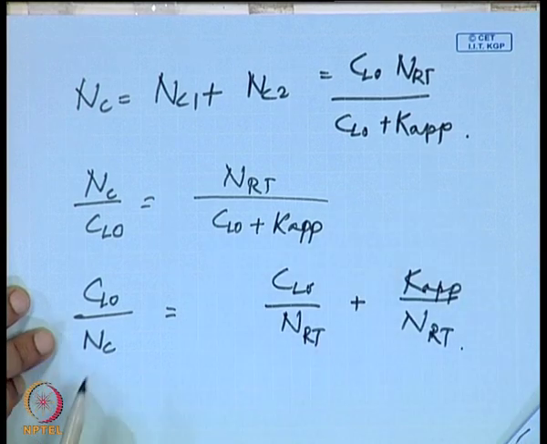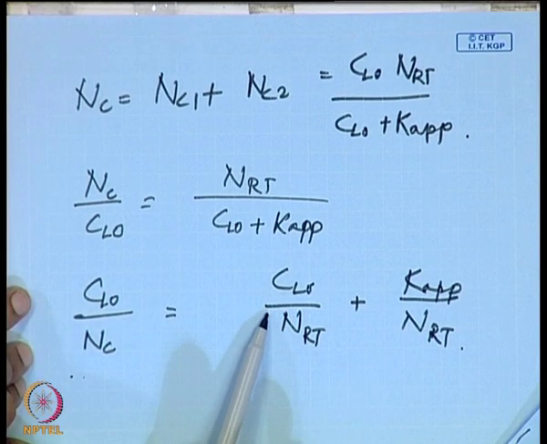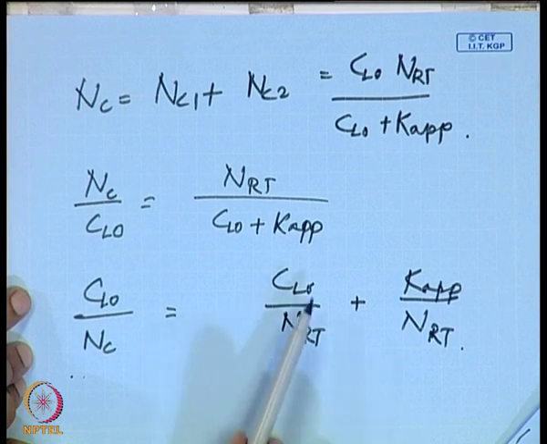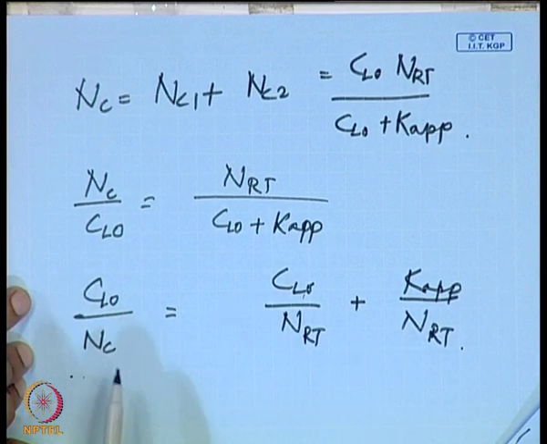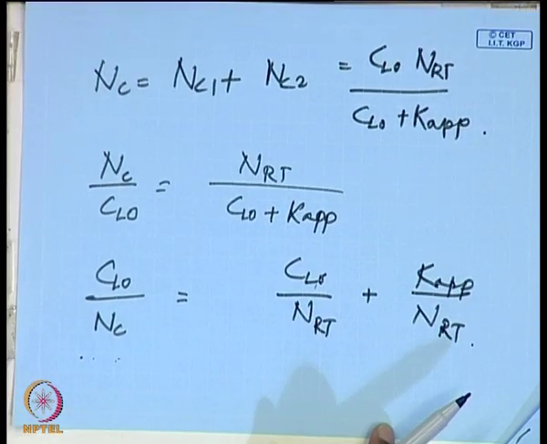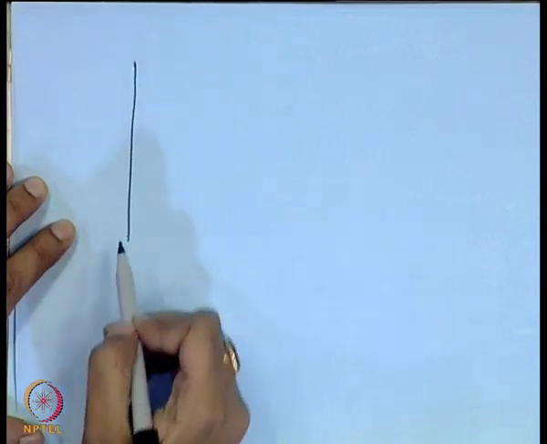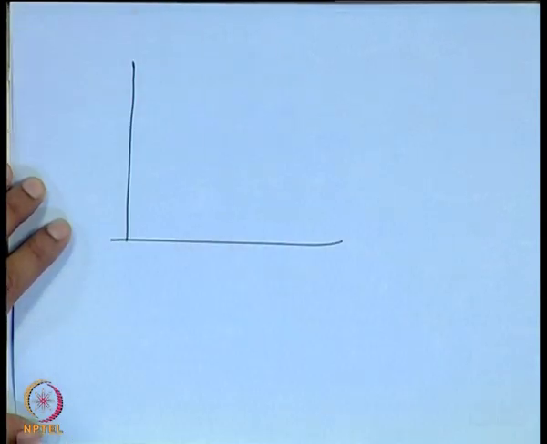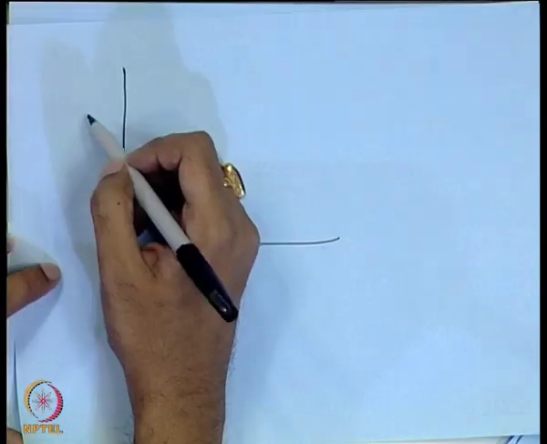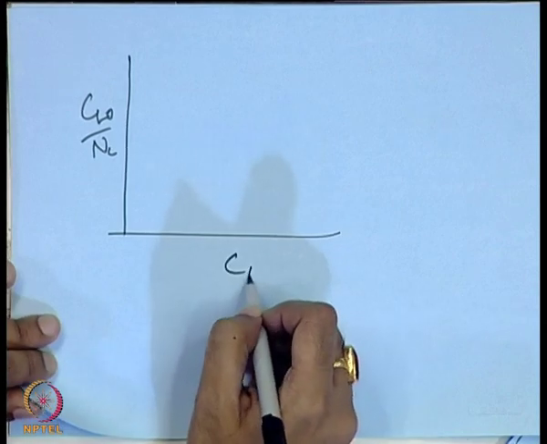So, what do you do? You take different values of Cl naught, label the ligands, and you perform your experiments for each of these sets. Then you find out the ratio of Cl naught over Nc for each of these sets, and measure it in terms of Cl naught. So, essentially, if you want to plot it over here, this is your plot: Cl naught over Nc, and this is Cl naught.